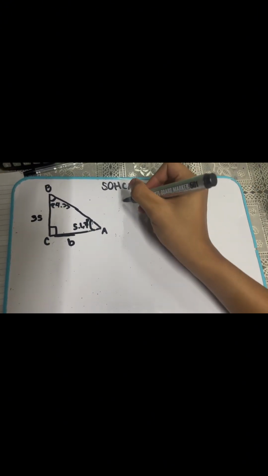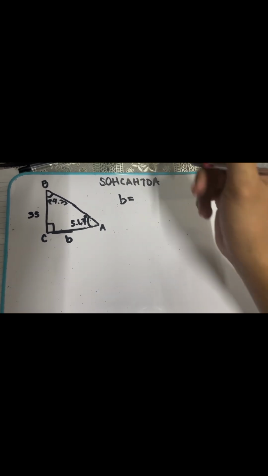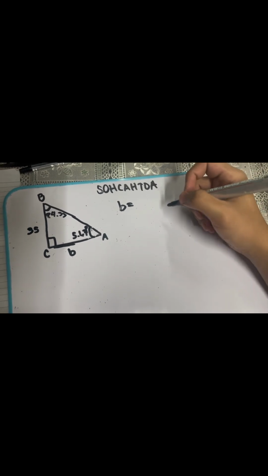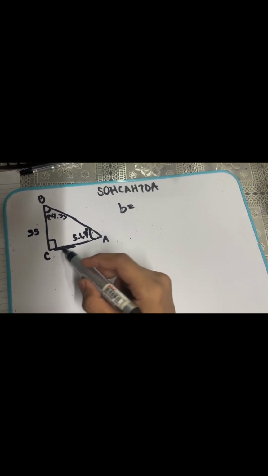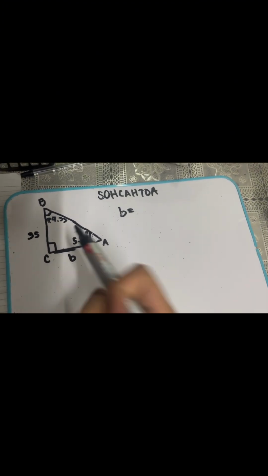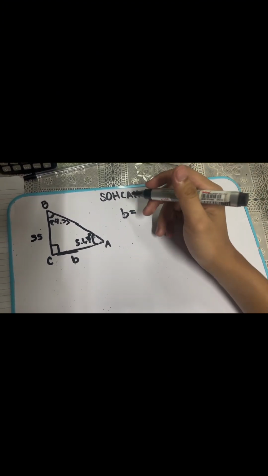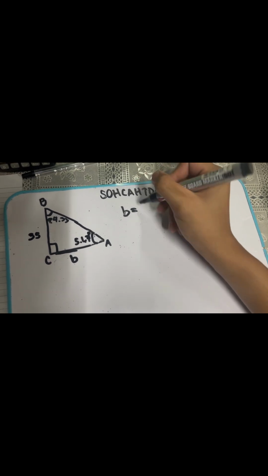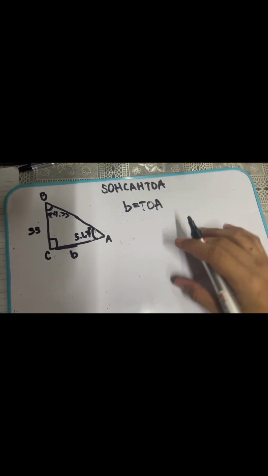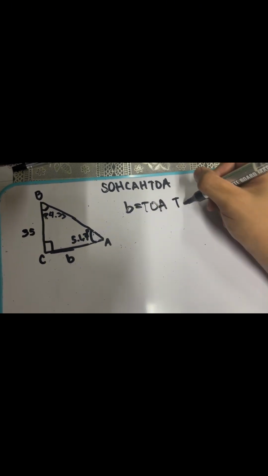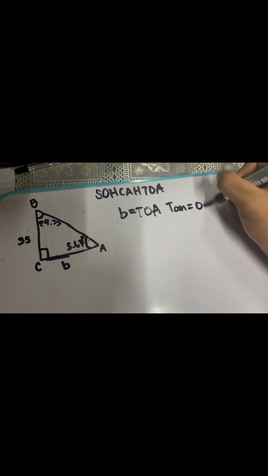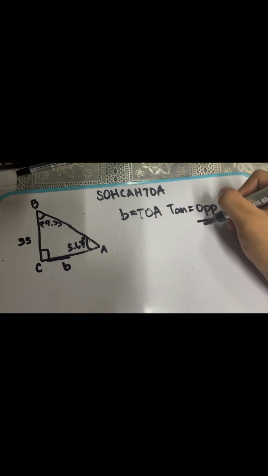So now for the hard part, we'll be solving letter B using SOHCAHTOA. We call this the adjacent, since it's adjacent to the reference angle, and we call this the opposite, since it's the opposite from the reference angle. So let's start. We're gonna use TOA, meaning tangent is equal to opposite over adjacent.